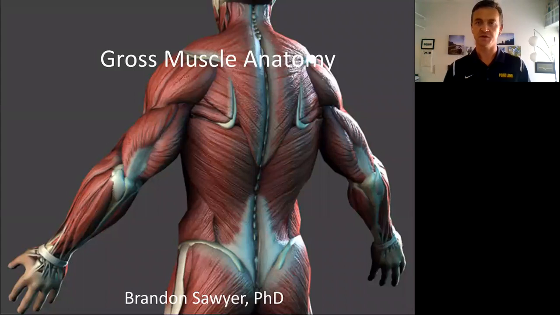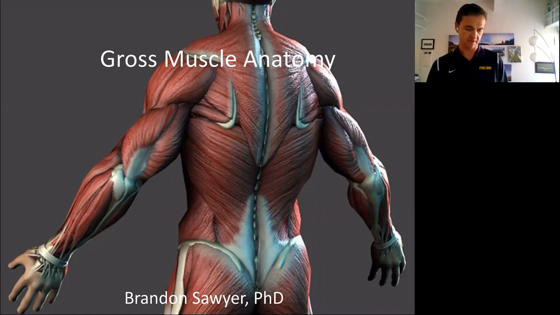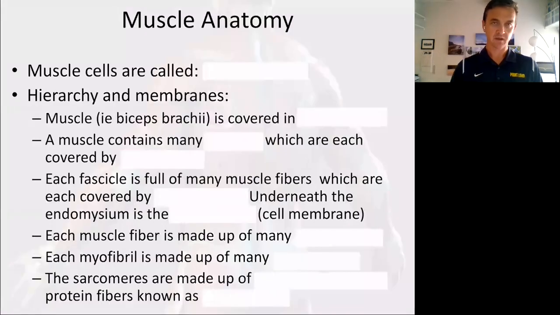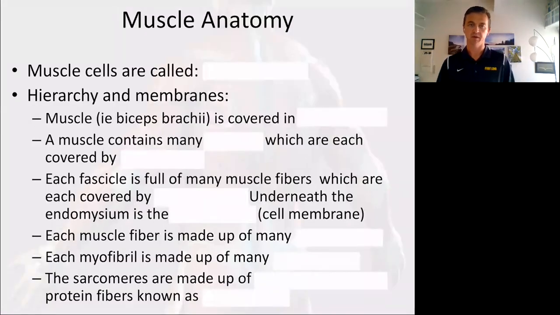Today we're going to make the transition away from the bones and the joints and start talking about muscle. This first one is called gross muscle anatomy. So let's dive into it. We're going to first start out with talking about what's known as the hierarchy of different structures and membranes within skeletal muscle.